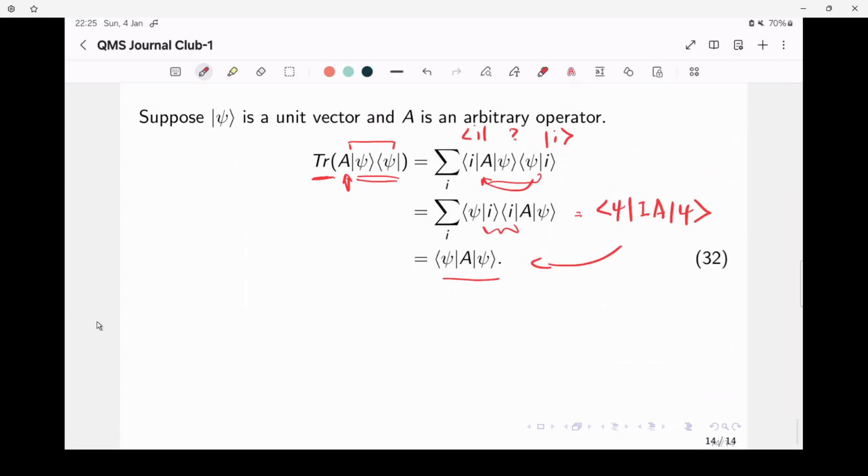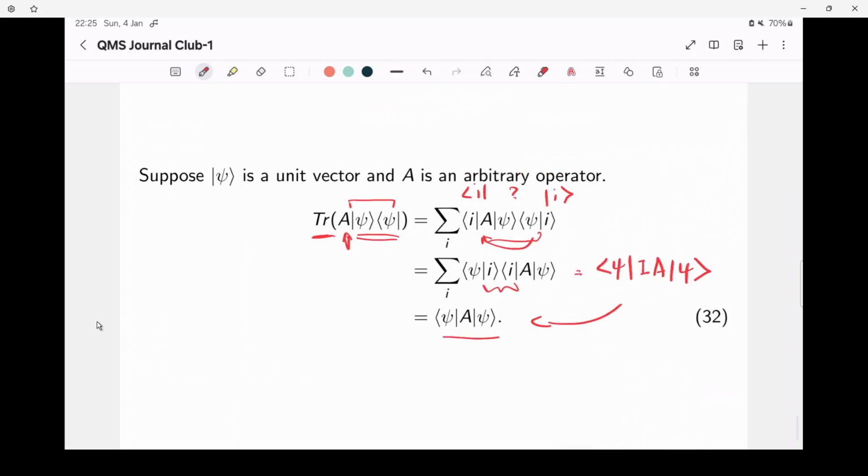With this, I think I cover pretty much all the stuff that I want to cover for the linear algebra aspect. I think this is quite fast. So any questions?